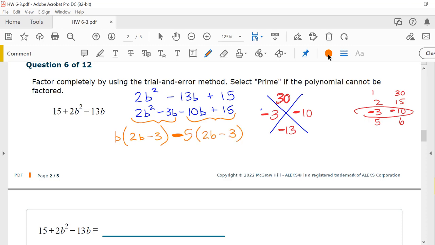Now look, -5 times -3 gives me positive 15. I did that because I need to see the same common binomial, 2b minus 3, in both places. I'm going to pull out the 2b minus 3. That's gone, and that's gone. And I'm left with the factor b minus 5.